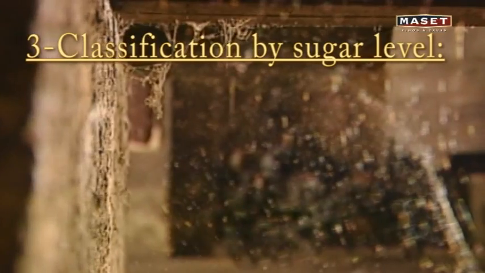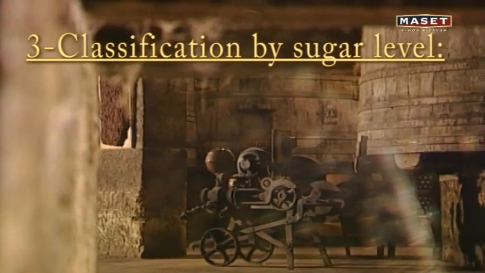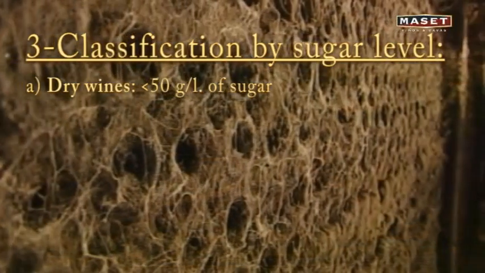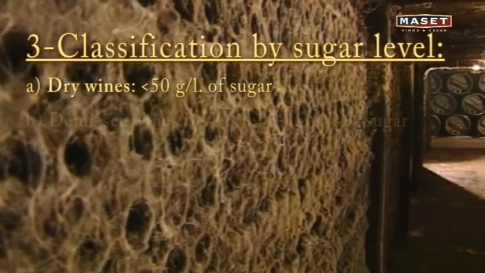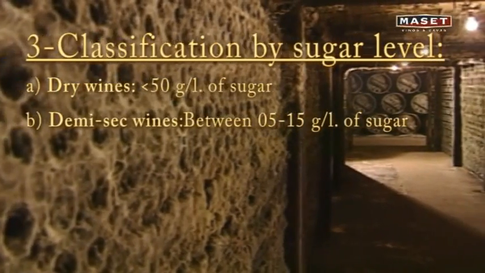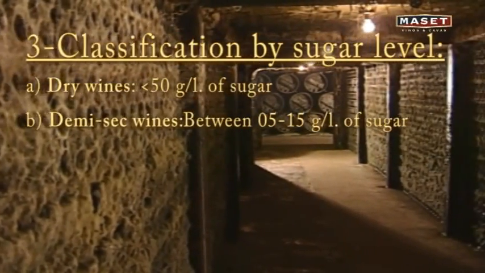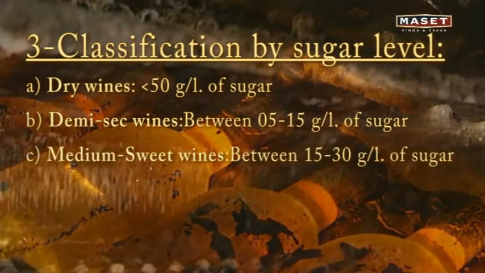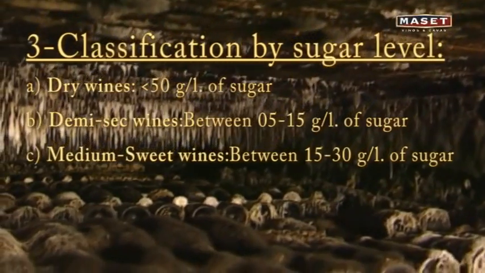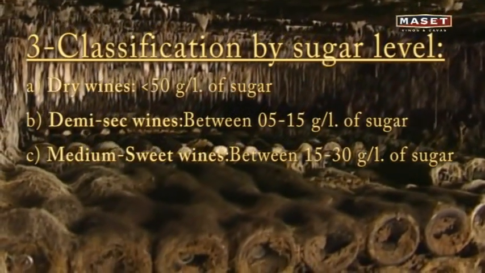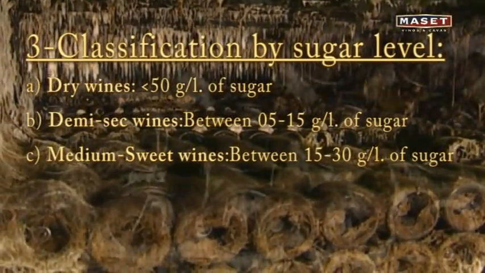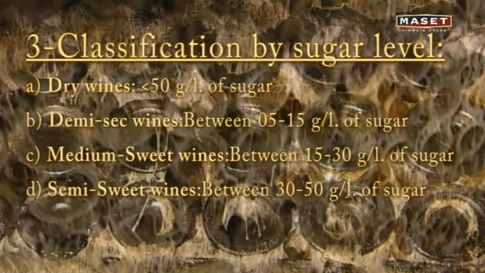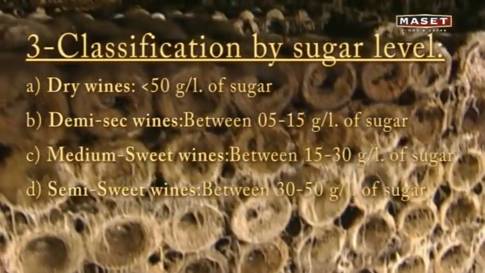3. Classification by sugar level. A. Dry wines are those that contain less than 5 grams per litre of sugar. B. Demi-sec wines are those that contain between 5 to 15 grams per litre of sugar. C. Medium sweet wines are those that contain between 15 and 30 grams per litre of sugar. D. Semi-sweet wines are those that contain between 30 and 50 grams per litre of sugar.